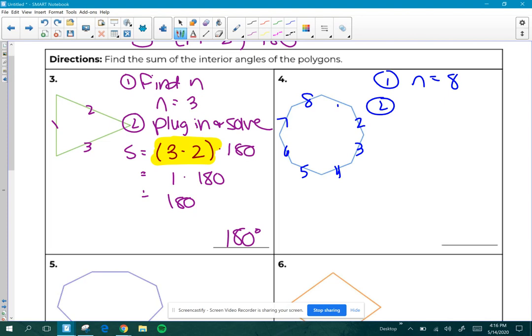Second step, we want to plug in. So S equals 8 minus 2 times 180. 8 minus 2 is 6 times 180 gives me 1080. So this shape, the sum of the interior angles, would be 1080 degrees.